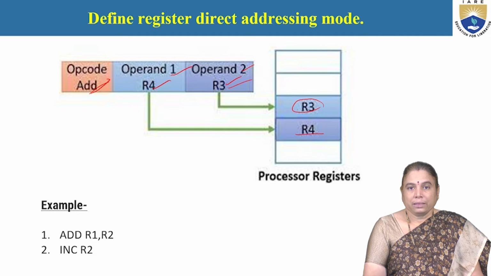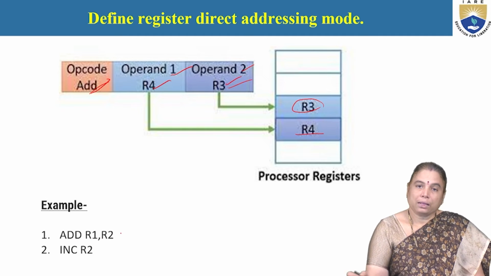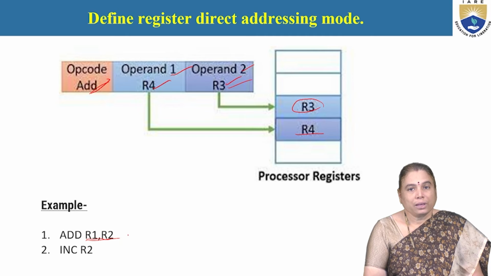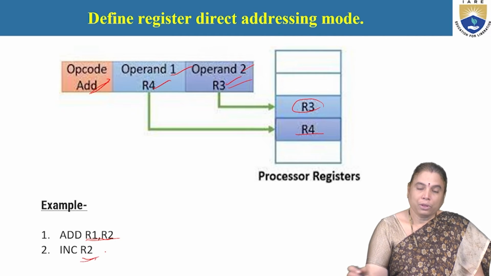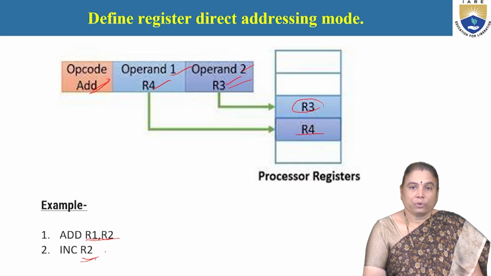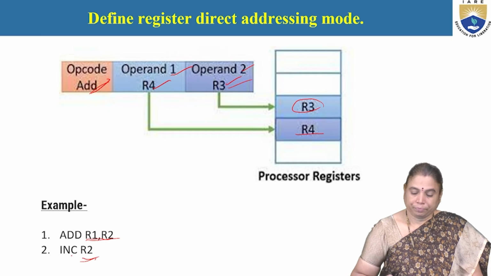How to apply register direct addressing: ADD R1, R2. With the help of CPU registers, the two operands are stored in registers R1 and R2 respectively and used in the addition micro operation. Next, INC R2: the value stored in register R2 is incremented by 1 with the help of the INC micro operation.